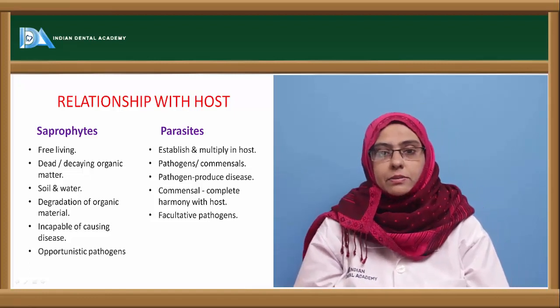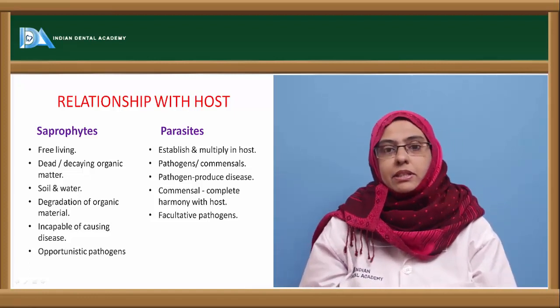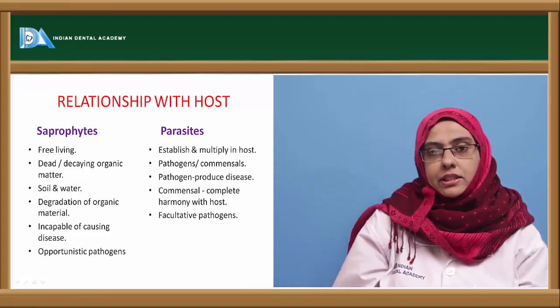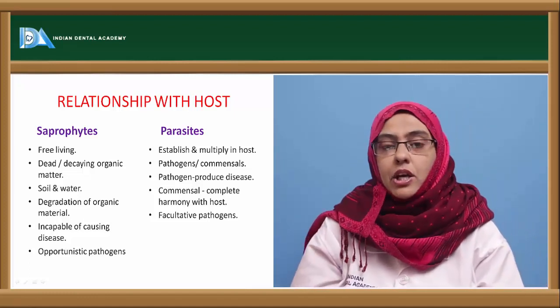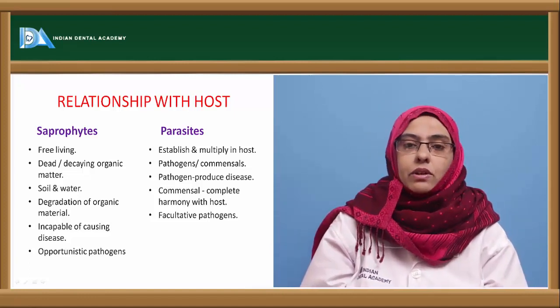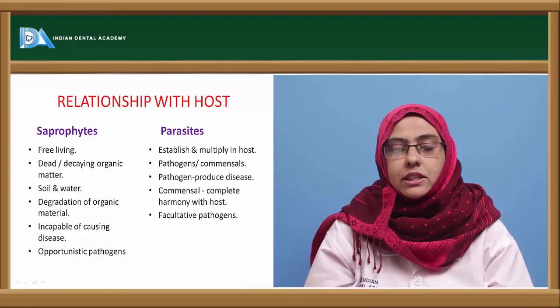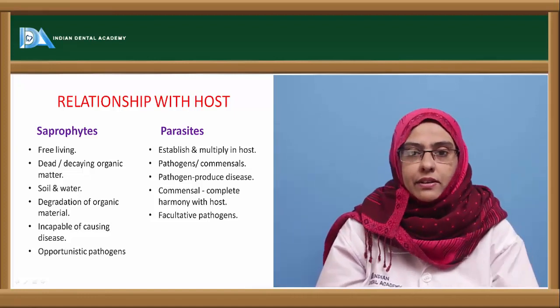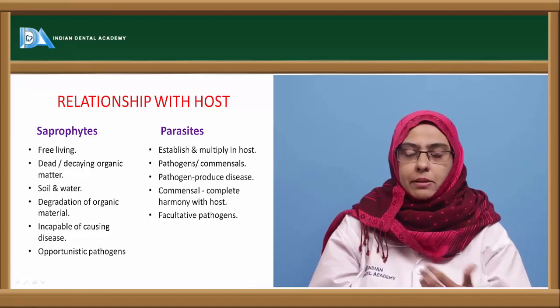So these organisms, which are parasites, can establish themselves in the human body in two ways. One is called a pathogen, the other one is called a commensal. Among these two, it is the pathogen that is usually involved in disease causation, or which causes a pathogenic disease in the human body. So they produce a disease wherever they get established and multiply themselves.